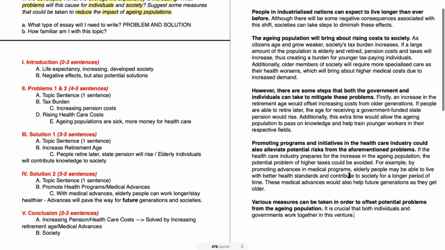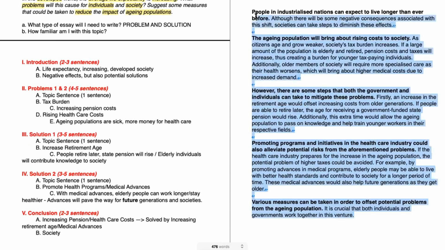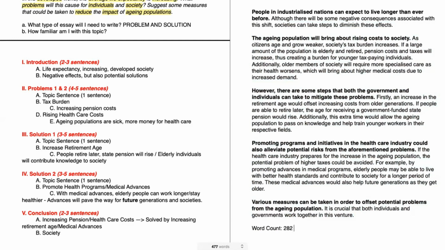So let's go ahead and briefly analyze this. First, we're going to look at our word count. The word count is 282 words, which definitely satisfies the 250 word minimum without going too overboard with it. It's pretty much perfect. It's a great length. And our topic sentences are in bold. These are very general and open up our paragraph for a more detailed explanation.